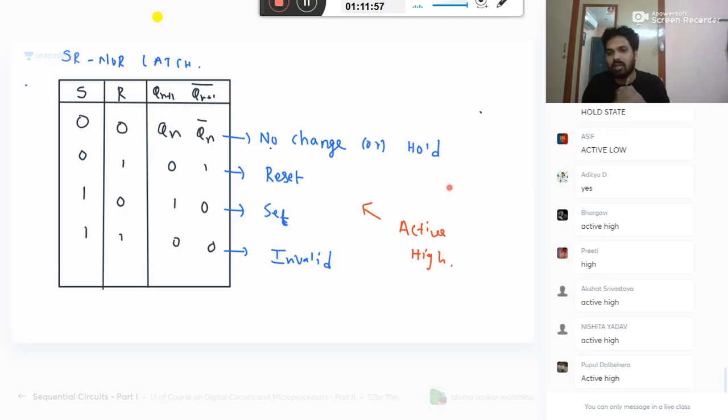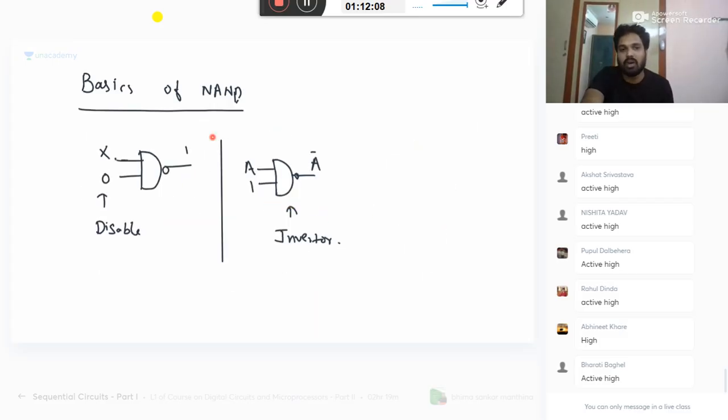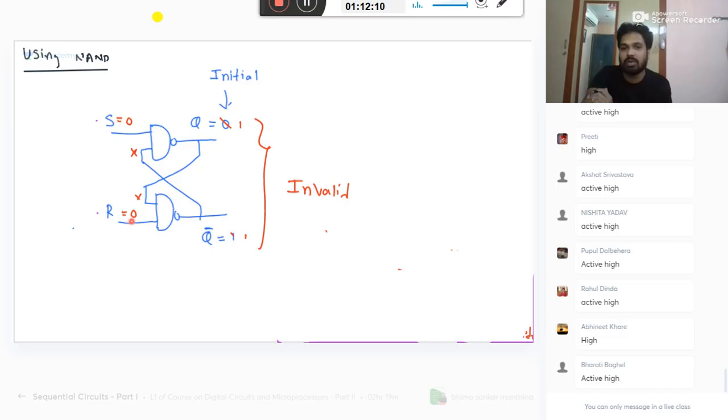In the block diagram he can give S on top, bottom, R, it doesn't matter. But in the original internal structure, S should be at the bottom and R should be at the top. For the NOR implementation, S should be at the top and R at the bottom for the NAND implementation.